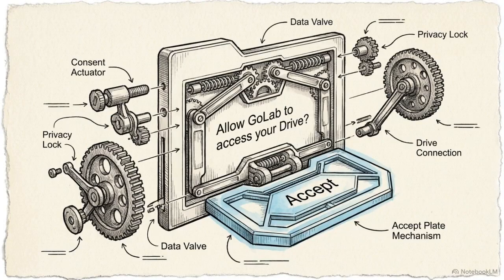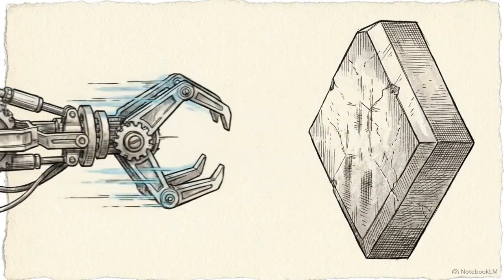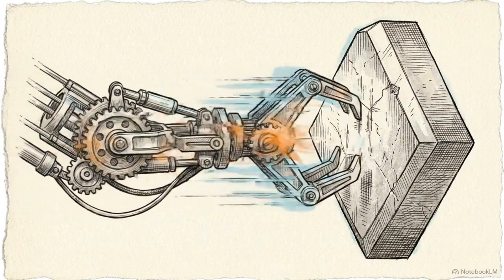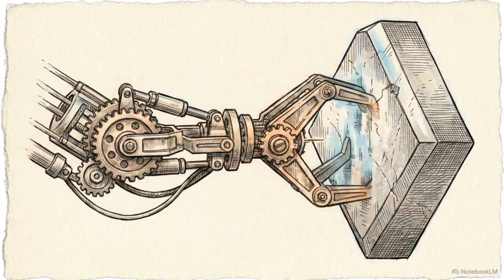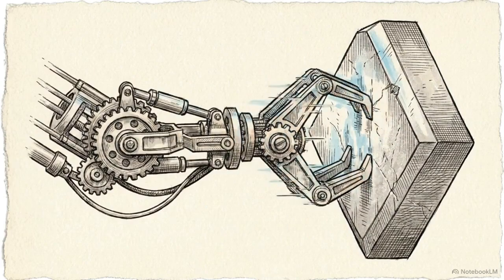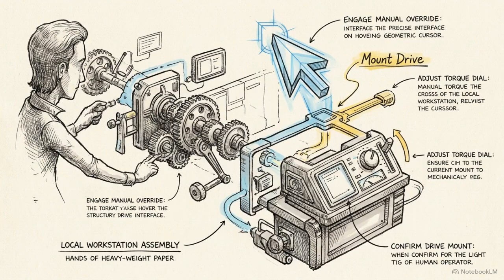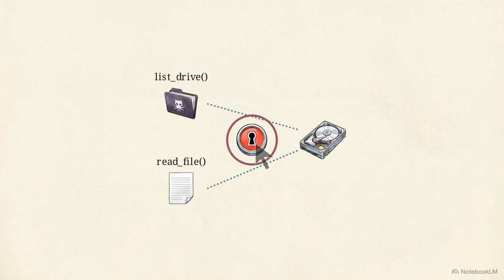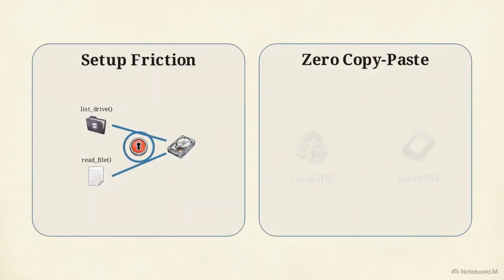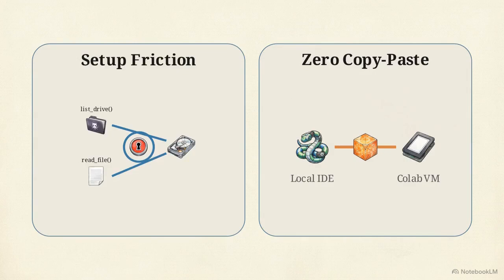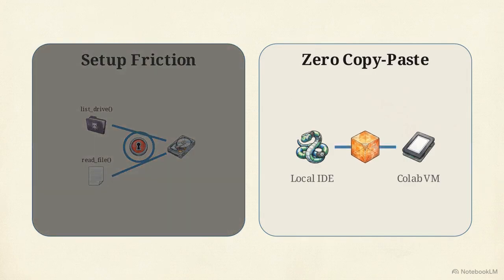The largest bottleneck involves Google Drive integration. Google enforces a mandatory interactive OAuth consent pop-up before allowing file system access. Because the GoLab AI agent operates headlessly, it cannot physically click accept on that security pop-up for you. This creates a mandatory manual workaround. You must natively mount the drive in the Colab UI yourself before the AI can execute tools like list drive or read file. You have to weigh these severe limitations against the immediate value of eliminating the copy-paste feedback loop.